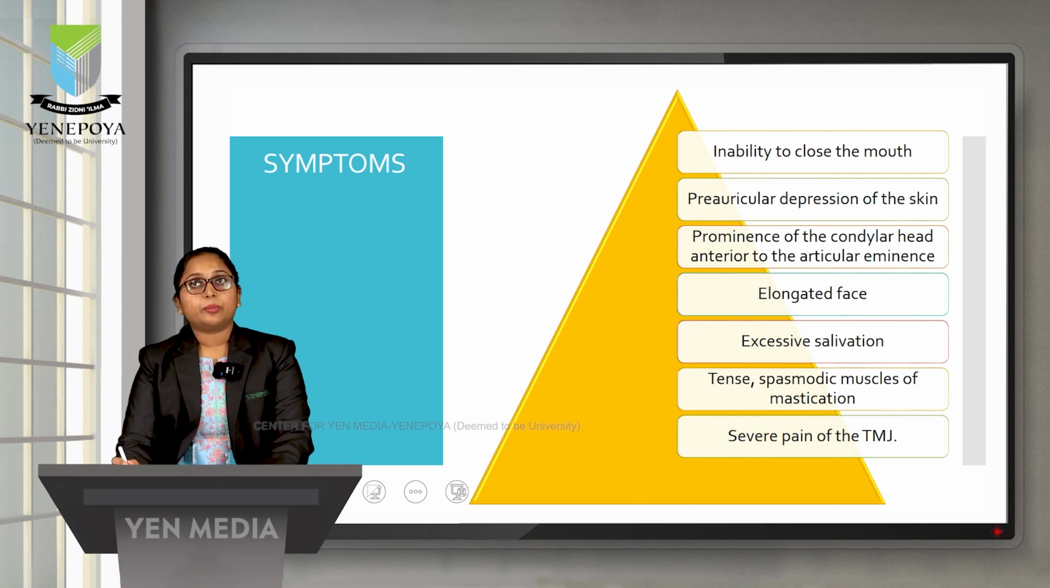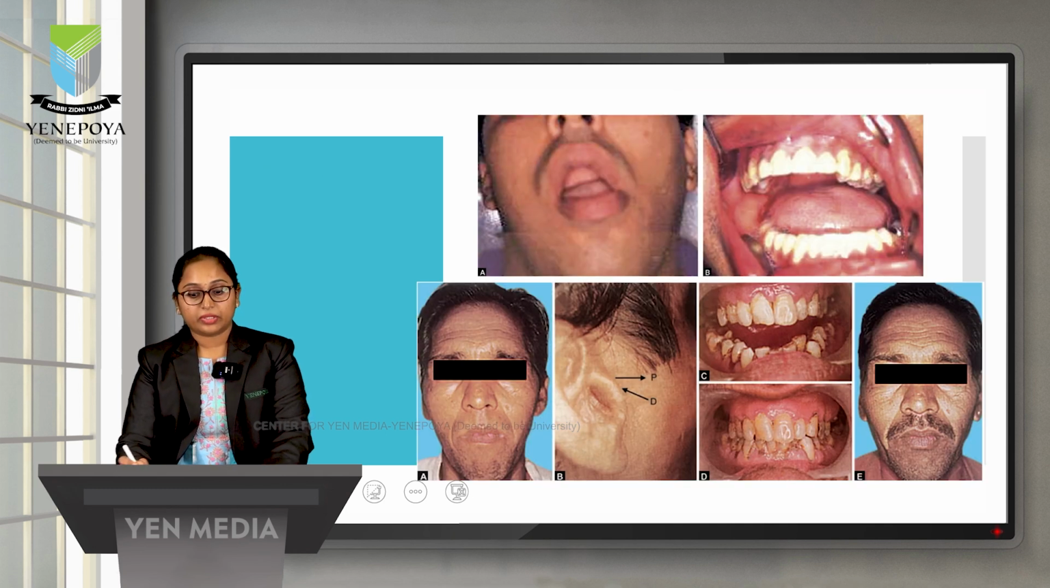Next, there will be a preauricular depression of the skin, and the prominence of the condyle can be noted anterior to the articular eminence. The patient will have an elongated face appearance, and there will be excessive salivation. The muscles of mastication will be tense and spasmodic, and there will be severe pain in the temporomandibular joint area.